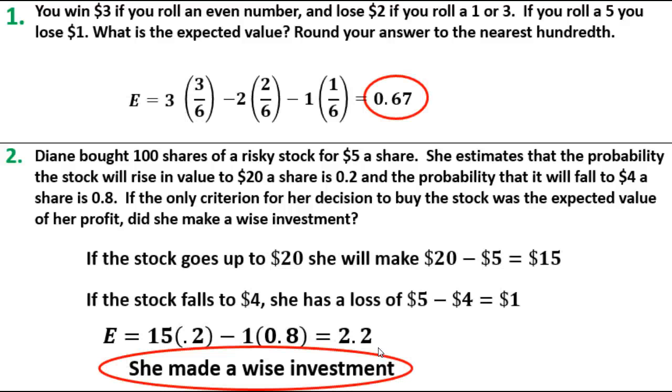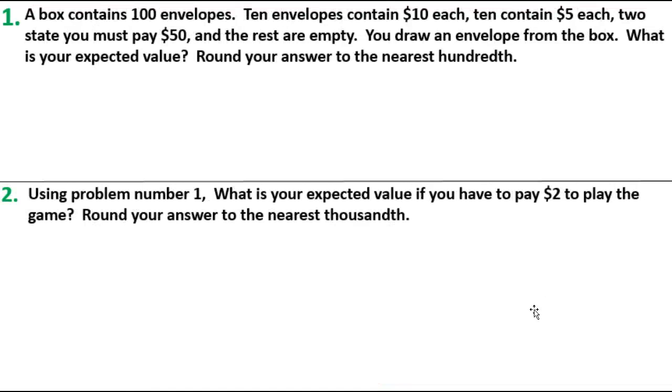Check your answers here. Hopefully you found out that she did make a wise investment on this one here. The probability that it was going to go up and how much it was going to go up was to her advantage on this one. Alright, let's try another one now. We haven't really gone through these, but hopefully you can use your knowledge of expected value in that formula to get the right answer here. So go ahead and try this one, push pause, then come back and check your answers.